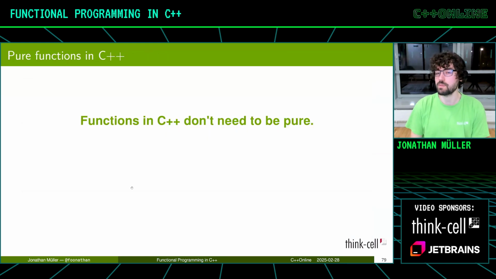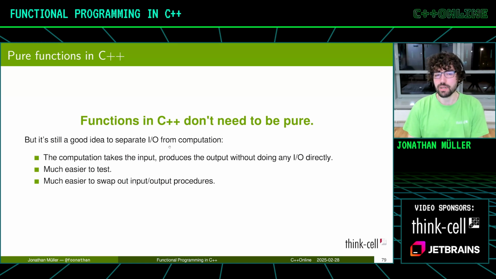Now, of course, functions in C++ don't need to be pure, right? So this is academically interesting, but what's the point? Well, it's still a good idea to separate I/O from computation. If you write your code in such a way that you have a computation function that takes some input and produces the output without doing any I/O, this makes it much easier to test. This makes it much easier to swap out input or output procedures. And in general, makes it a lot nicer because you've completely decoupled the computation from the I/O. And the sort of action approach can help with that, right? You can write a pure function that talks about computing, like manipulating actions, where the actions are the ones that give you the I/O.